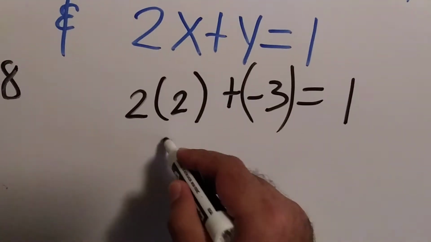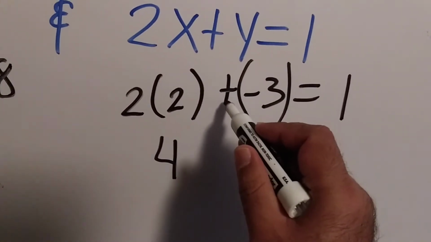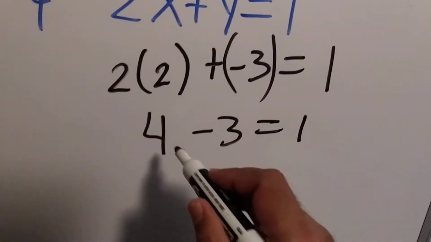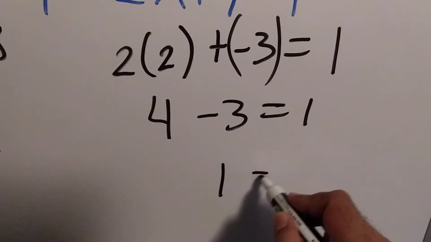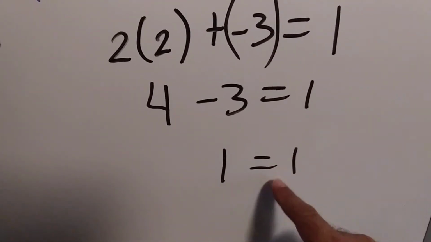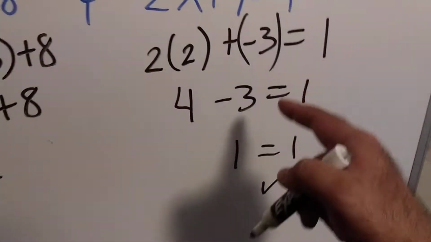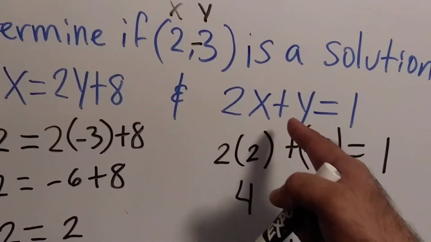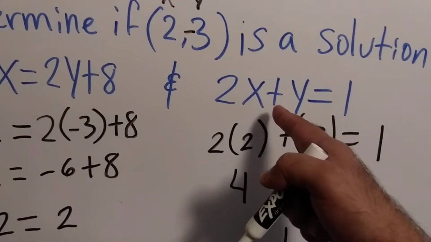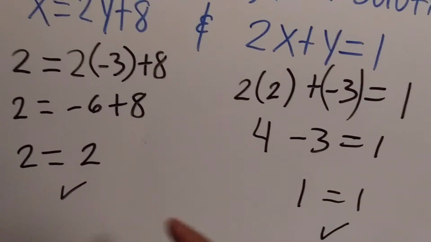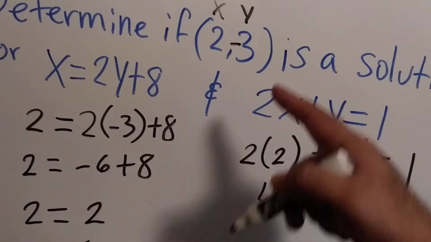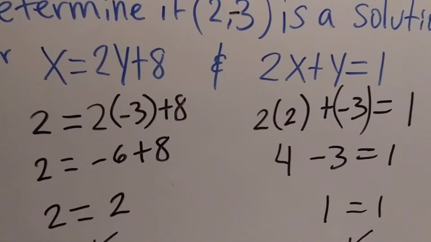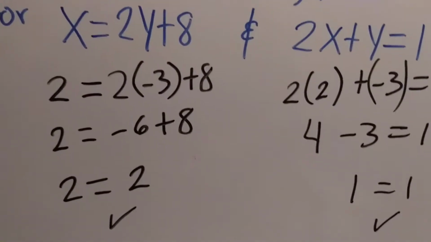Now we proceed with completing the mathematical process here. 2 times 2 gives us 4, and then positive times a negative gives us a negative, so it's minus 3 equals 1. So 4 minus 3 gives you 1, so 1 equals 1. And that is also true, right? So this point, positive 2, negative 3, is also a solution for this equation here. So given that both equations have this point in common as a solution, the solution to the system of equations, (2, -3), it's true.